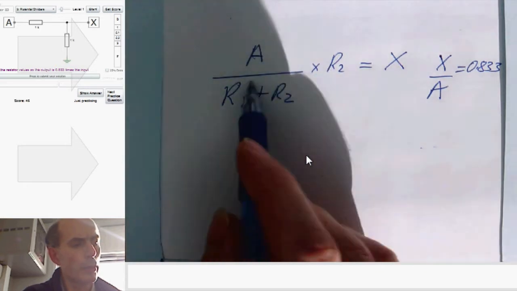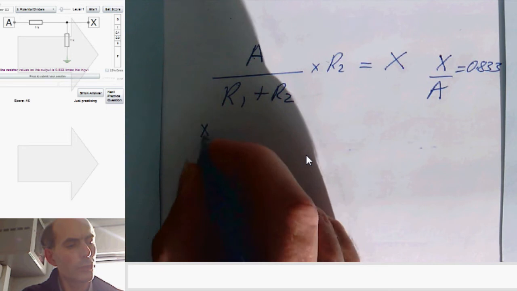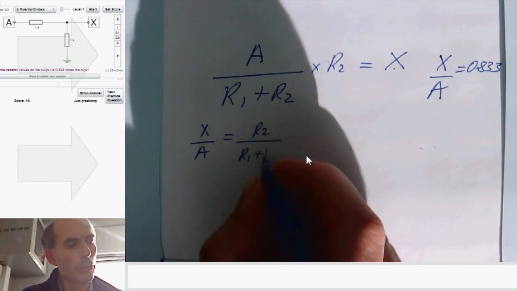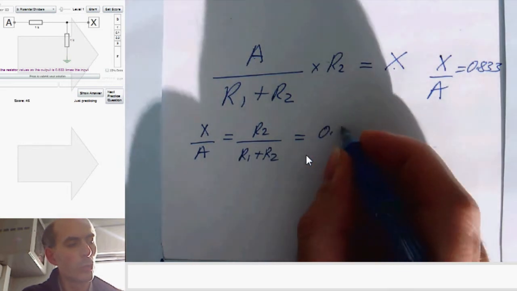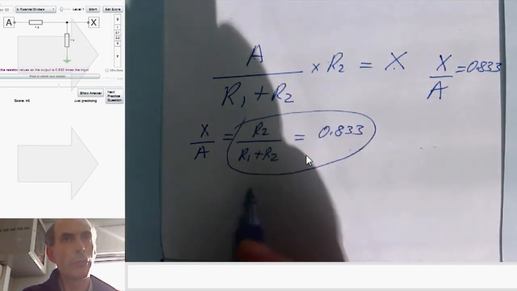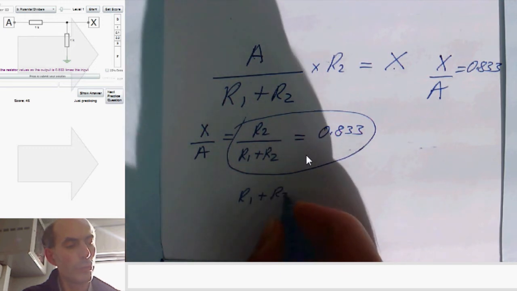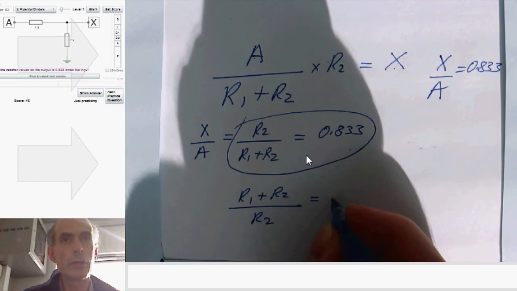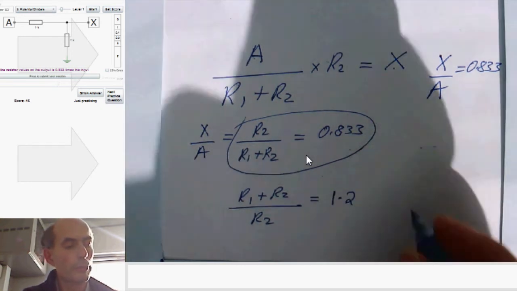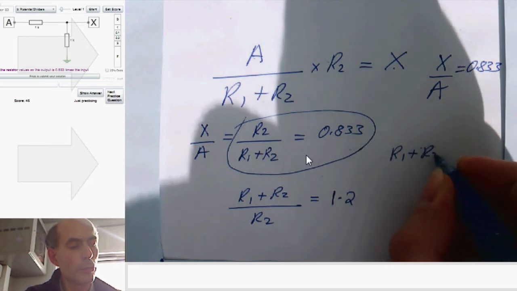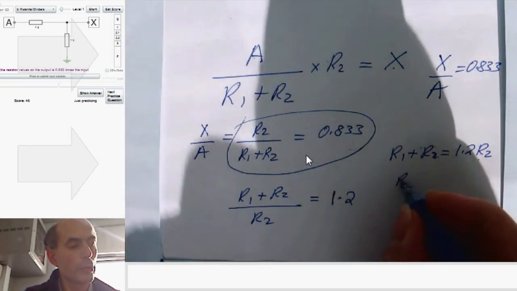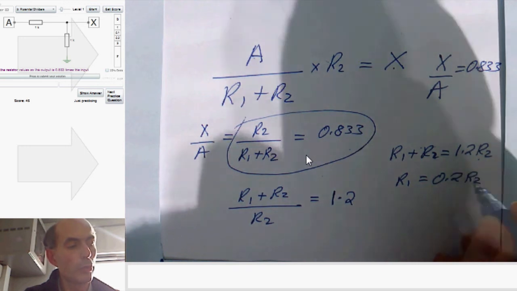If I take this formula here and rearrange it a bit, I would get X over A, that's dividing both sides by A, is equal to R2 over R1 plus R2, and I want that to be equal to 0.833. If I take this equation and just invert both sides, then that would be R1 plus R2 over R2 equals 1 over 0.833. And 1 over 0.833 is 1.2. In other words, R1 plus R2 must be 1.2 times R2. Subtract R2 from both sides. R1 equals 0.2 times R2.